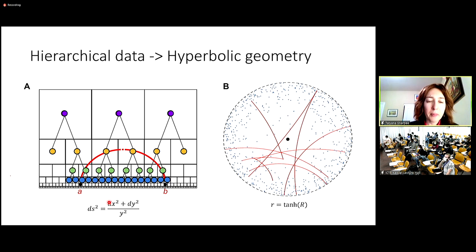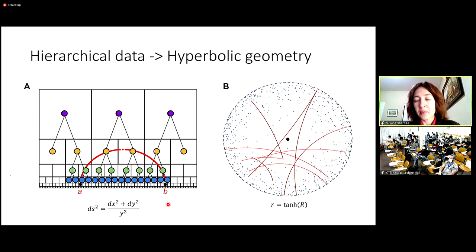Between two points A and B, in order to compute the distance along the network, you have to go up a tree and then back down. Technically, it will be the number of steps, and it is approximated by this trajectory. The solution for the Poincaré half plane for this trajectory is a circle that approaches the line y equals 0 at 90 degrees. So that's one representation of the Poincaré space, hyperbolic space.